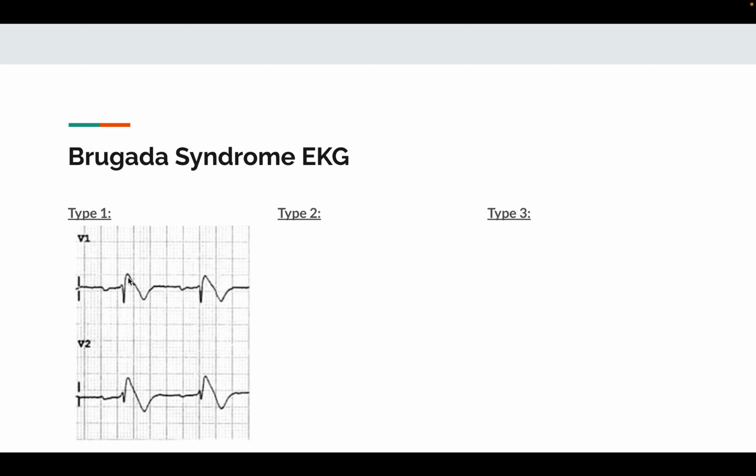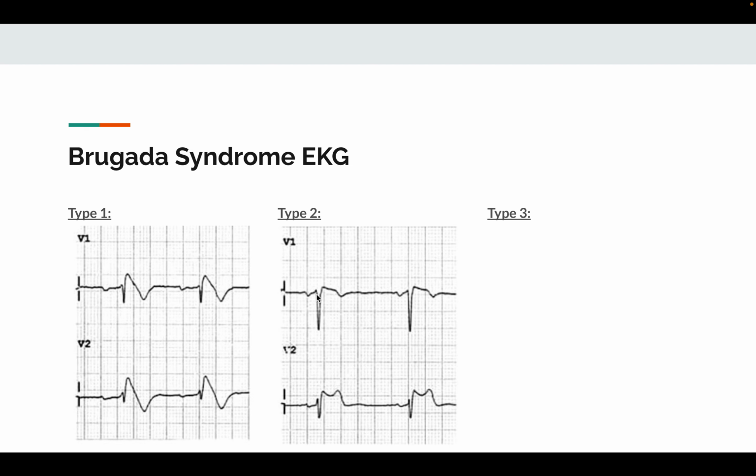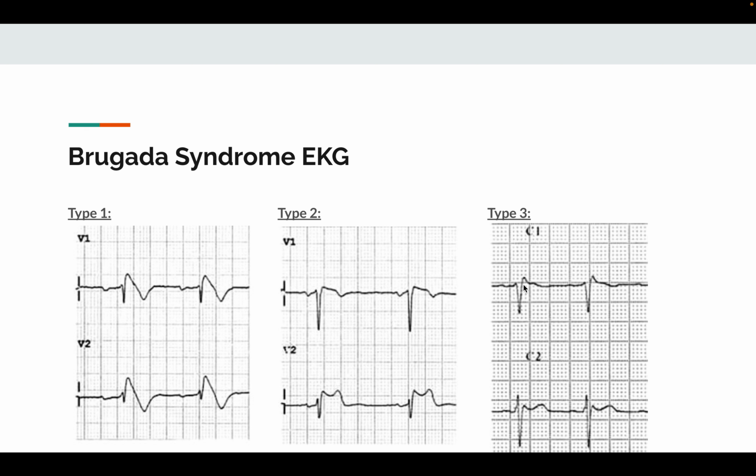Here's our J point. We have way greater than 2 millimeter ST elevations, downsloping ST segment, and an inverted T wave. This is our type 2, J point, greater than 2 millimeter ST elevations, and we have this saddleback appearance right here, and an upright T wave. And here, type 3, you can see these morphologies are identical to the type 1, type 2, but the ST elevations are less than 2 millimeters.